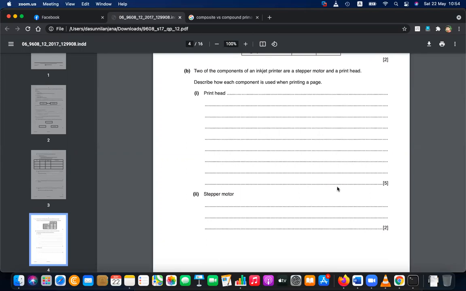Yes, print head. What does the print head do? Right, the inkjet is basically spraying. Inkjet is spraying the paint. So how is it spraying? This printer head has small, what do you call, nozzles, right? Small nozzles, and these nozzles are spraying the ink. So you can just mention the feature, the role of print head. Okay, please write down over there.